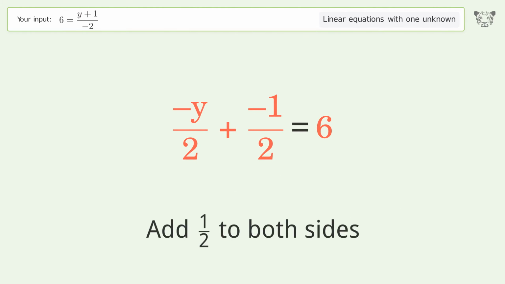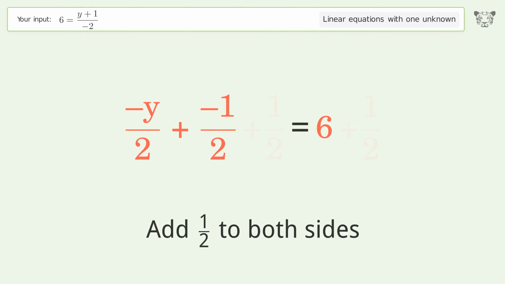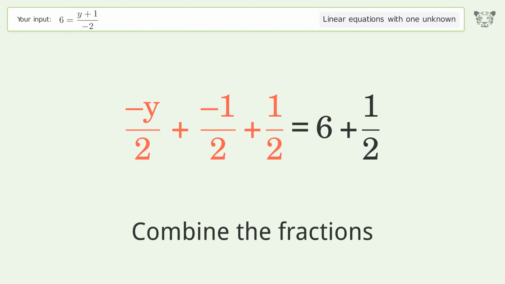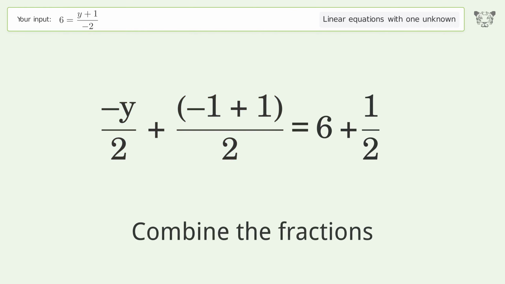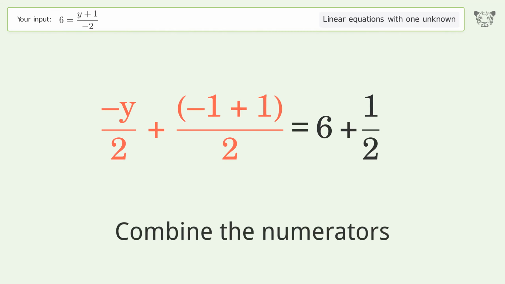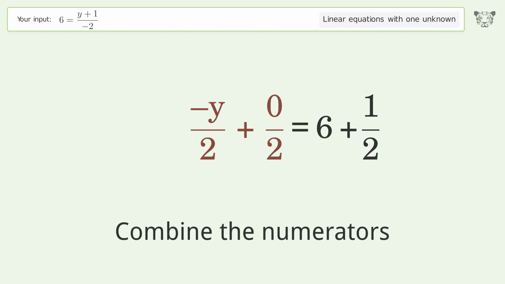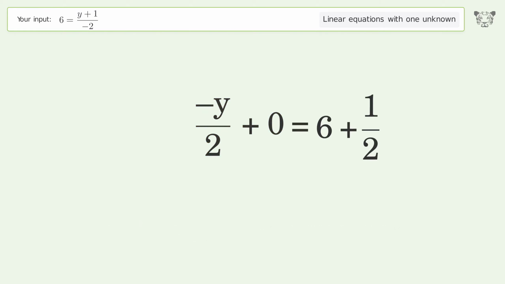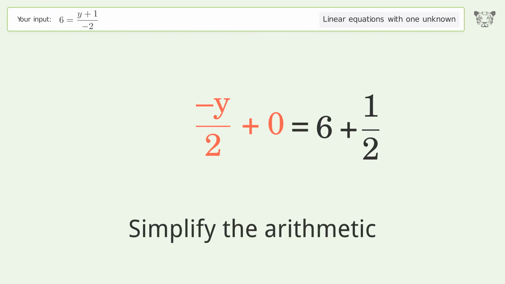Add 1/2 to both sides. Combine the fractions. Combine the numerators. Reduce the zero numerator. Simplify the arithmetic.